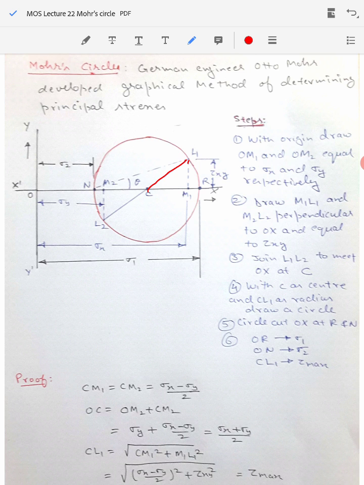This circle will cut the x-axis at 2 points. One is point R and another is point N. So this circle is cutting the x-axis at 2 points.